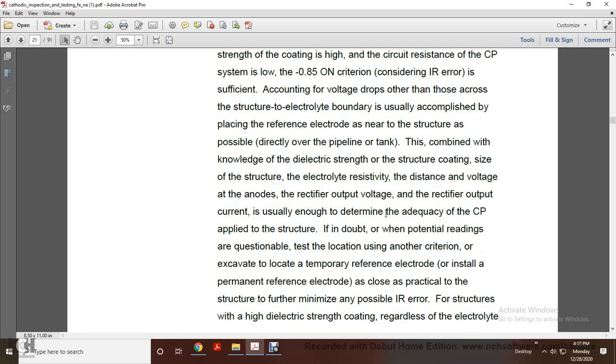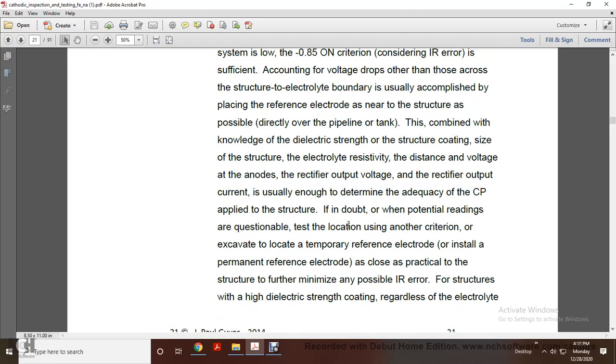Knowledge of the dielectric strength of the structure coating, the electrolyte resistivity, distance, and voltage of the anode, with the rectifier output voltage and rectifier output current, is usually enough to determine the adequacy of the cathodic protection system applied to the structure. No doubt, if in doubt, when potential readings are questionable, test location and other criteria.